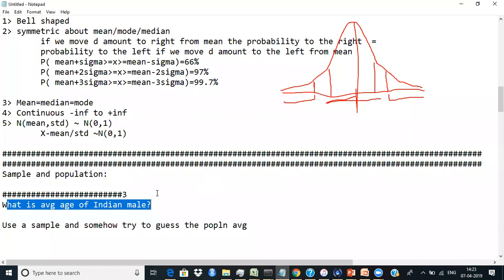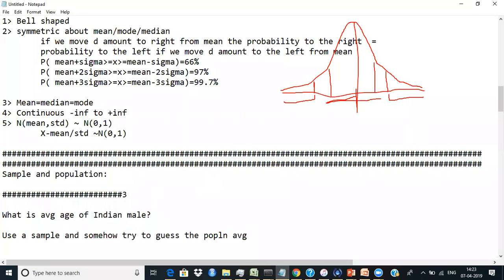So if I ask, what is the average CO2 emission by a car in India? Here, when I talk about population, I'm talking about all the cars in India. So in analysis, whenever you talk about population, it is the population that you are interested in, not the population of the whole country or the world.